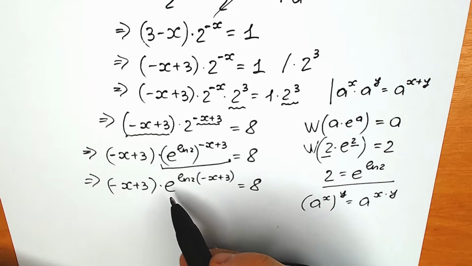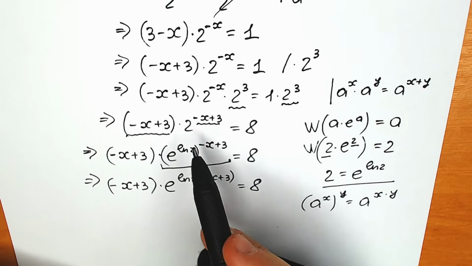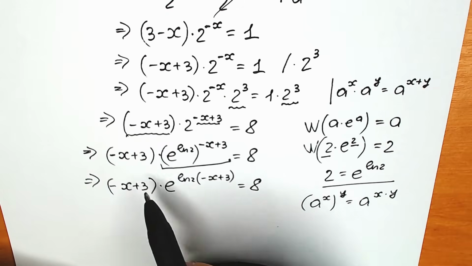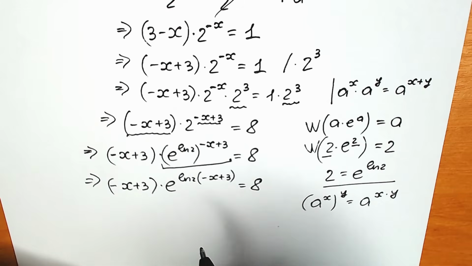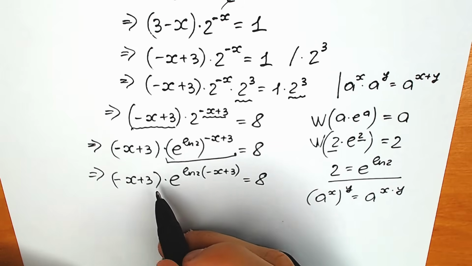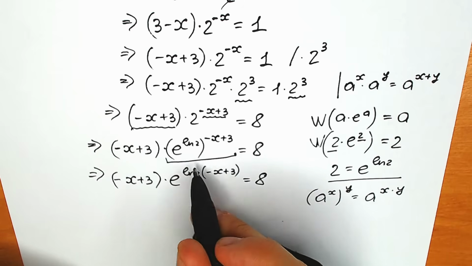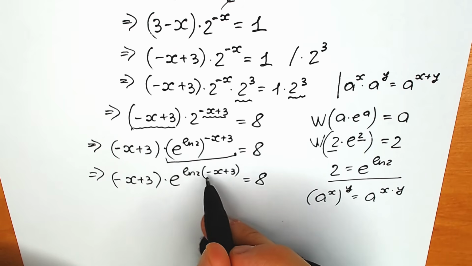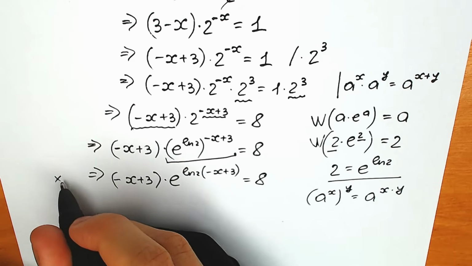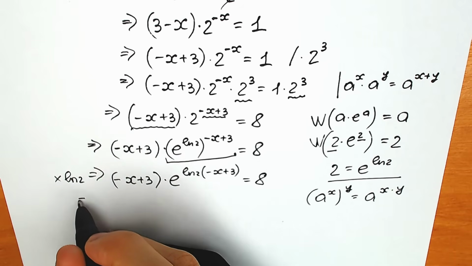At this moment we have e, but we don't have the same expressions at this place and at this place. In this moment we have the same expression, but we don't have e. At this moment we have e, but don't have the same expression. But how can I do this? It's a very tricky moment. We just multiply both sides by natural log 2, because the main difference between this one and this one is this power, we have natural log 2 times minus x plus 3. At this place we have minus x plus 3. So when we multiply both sides by natural log 2 real quick, then we're going to get the same expression.